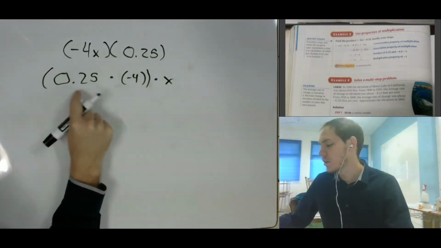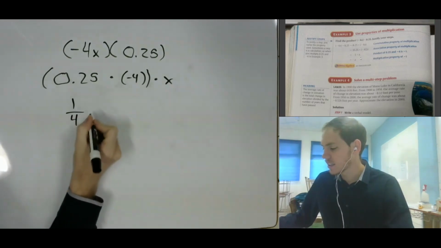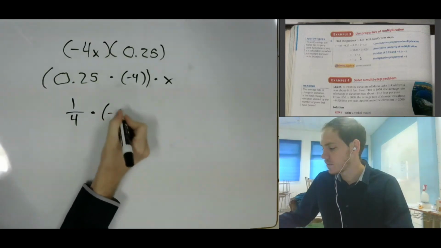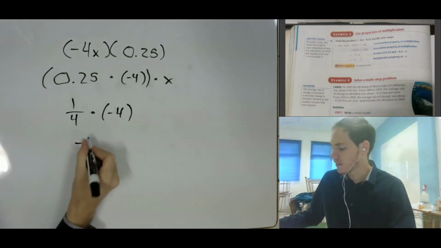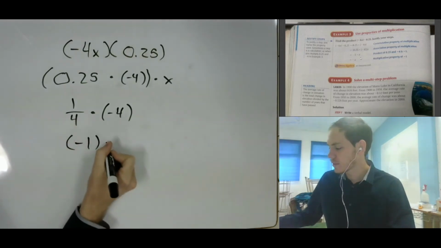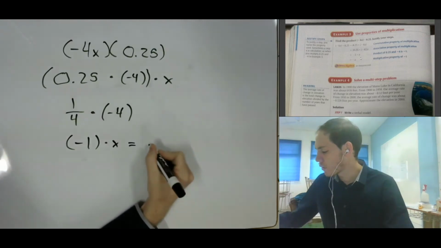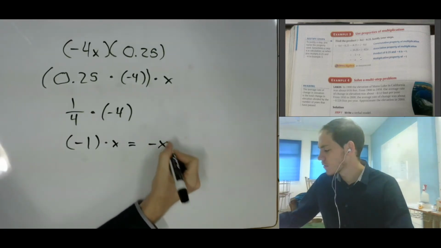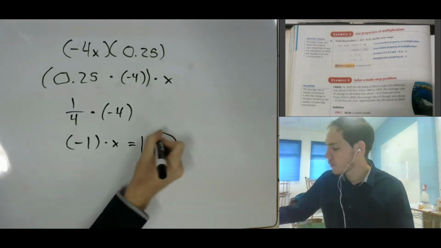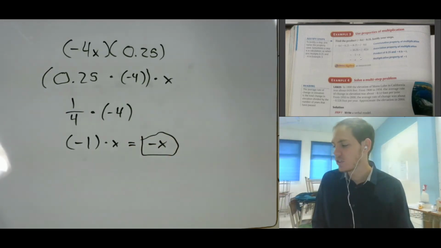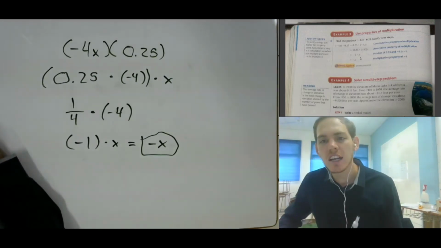Now 0.25 is just 1/4. Okay, that's actually a different rule altogether. But okay, these two multiplied together becomes -1. -1 times x is the multiplicative property of -1. So we get -x, okay? So that's a simple way of doing multiplication. Now, do you need to justify the steps? I would say not necessarily.